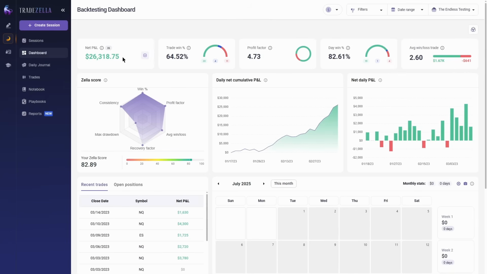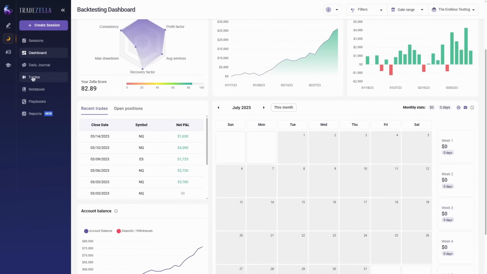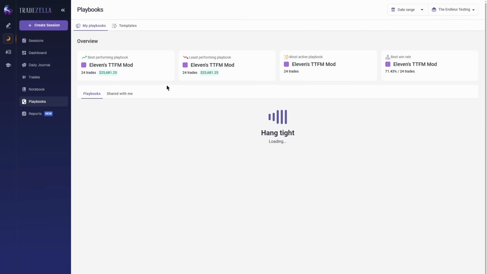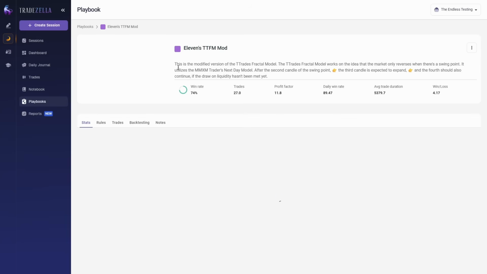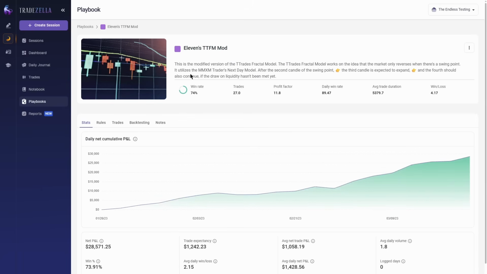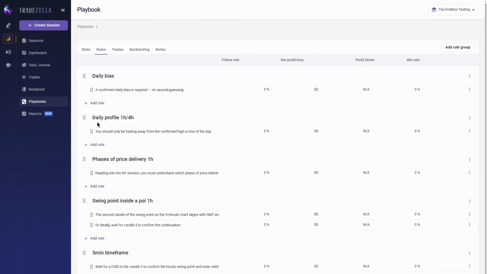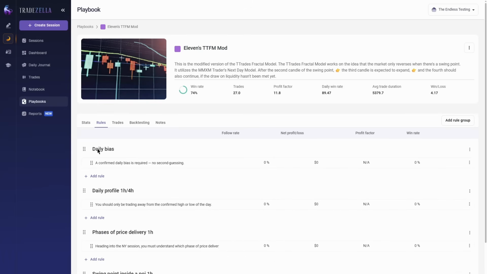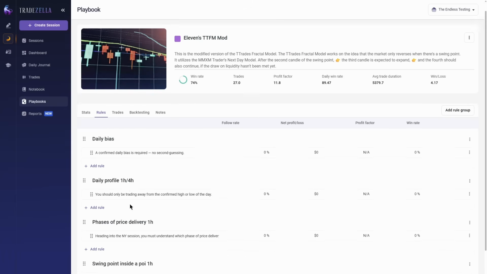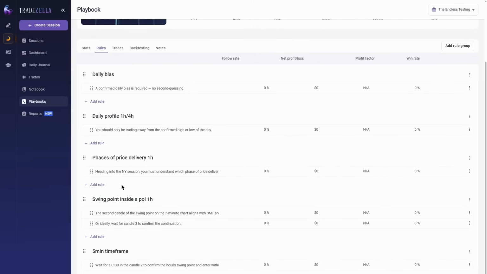We have this playbook I've created, which is the modded version of the T-Trades fractal model. It utilizes the idea of the MXM next day model, the market maker models, the swing point formations, etc. The rules within this playbook are similar to the flowchart: a confirmed daily bias, no second guessing, daily profile established, high of the day, feather price delivery, swing point formation on the hourly chart, and then change in the state of delivery and continuation order blocks.